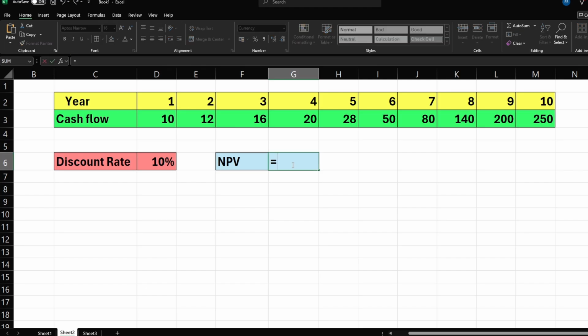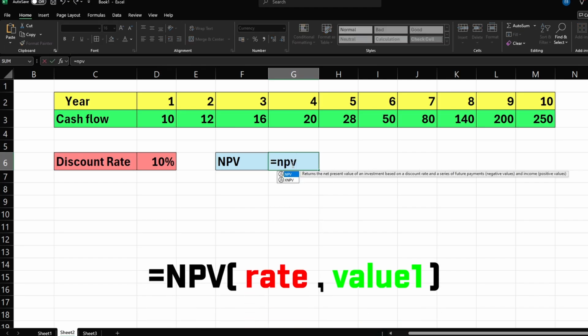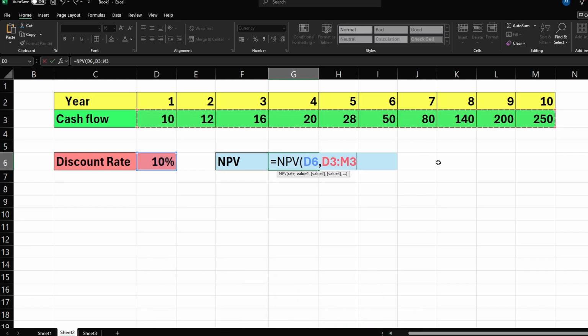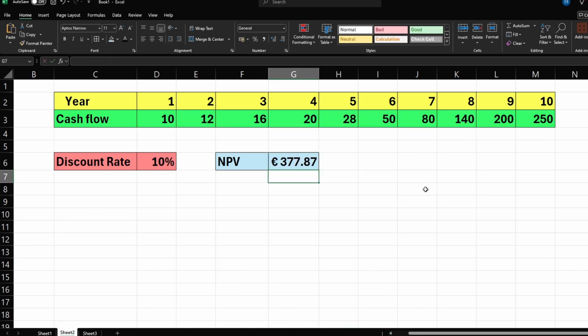Click on a blank cell where you want the result. Enter the formula equals NPV. Firstly, select the rate, which in our example is 10%, then the range of cash flows over 10 years. Press enter, and Excel will calculate the NPV for these cash flows.